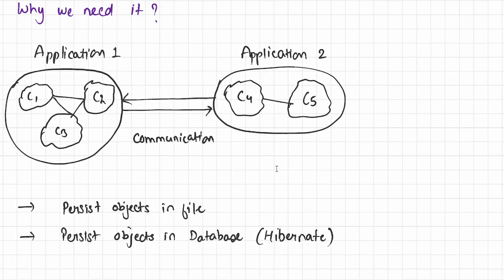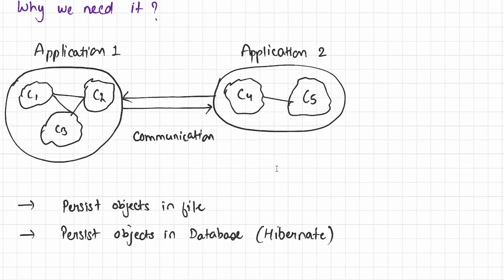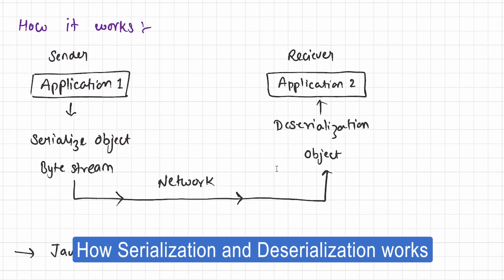Okay, and using this concept, Hibernate stores objects in a database and retrieves them from the database. So I hope it is clear to you why we need serialization and deserialization. Now this brings us to the next question: how does it work? Let's understand this with an example.